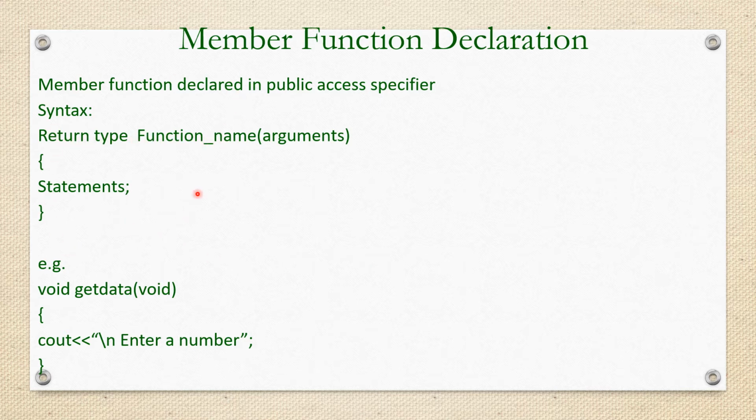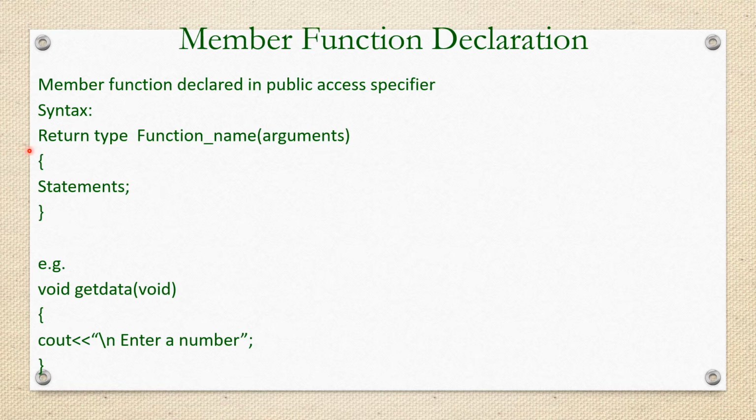In your member function declaration you will write, for example, void get data void. This void indicates the return type and this void indicates the argument. Right now we are writing a simple C++ program, so we will not pass or accept any argument unless it is mentioned in your problem statement. So void get data void.